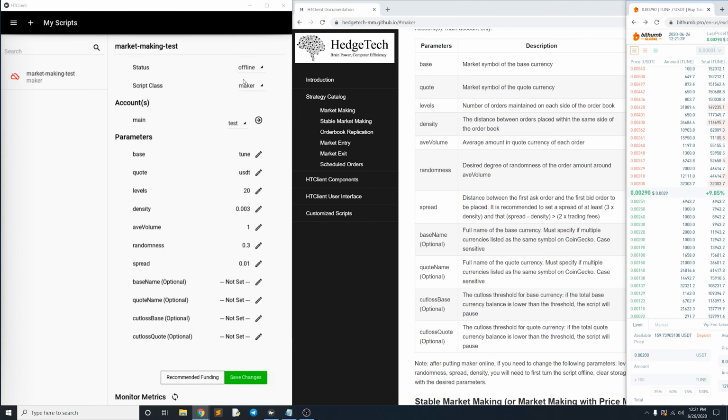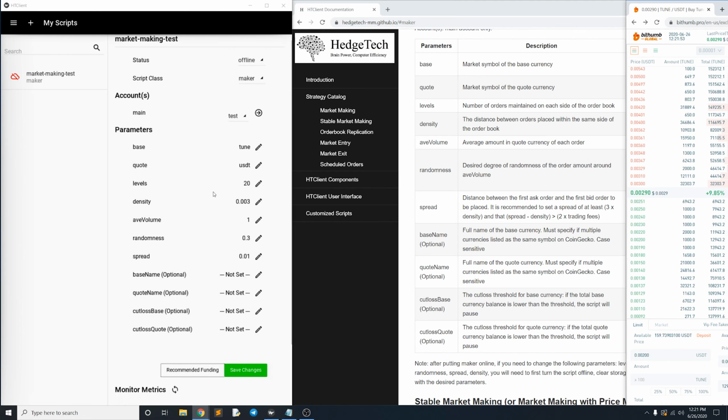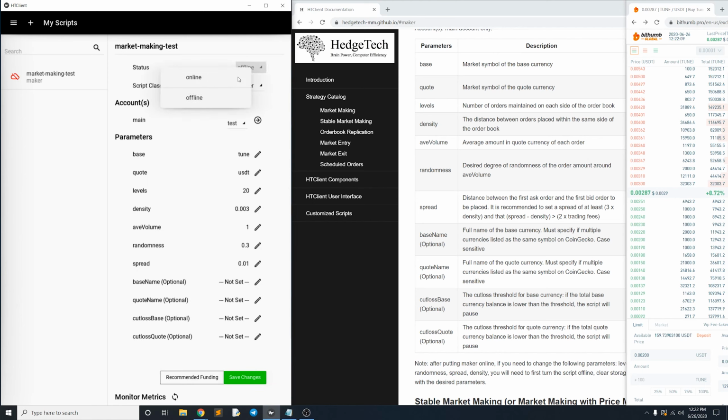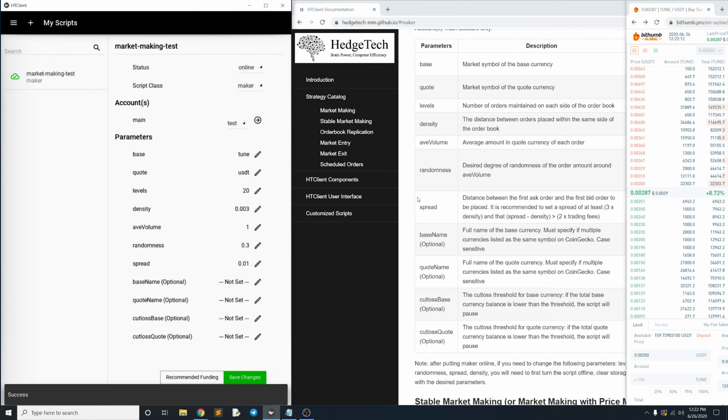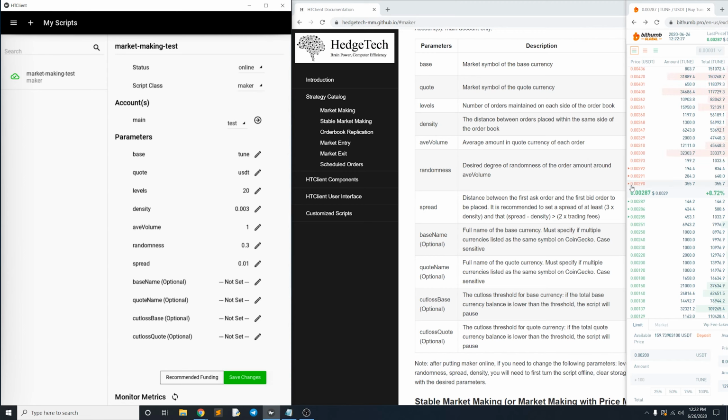Okay, so here is my script. I see that it's currently offline. I see the script class is maker. It uses the account that I just created. And I see all the parameters that I inputted here. So let's turn the script online and see what happens on the market. My orders are denoted by the little arrows here. And I see that the orders start to flow into the market. There's a spread that is maintained around 1% approximately. The order density, as we said, is 0.3%, and these market metrics will be maintained at all times.